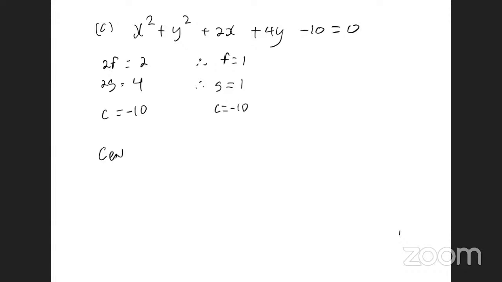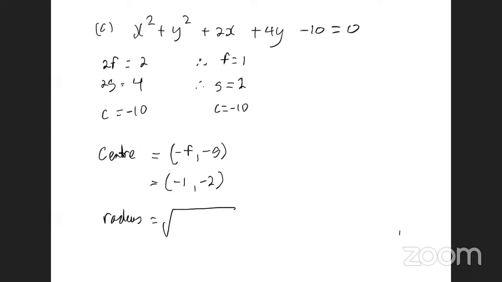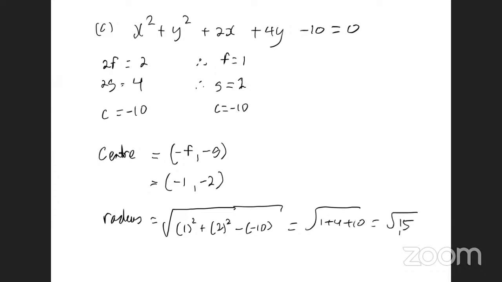So therefore, the center is minus F, minus G. So that's minus 1, minus 2. And then the radius is the square root of F squared plus G squared minus C. So that's 1 squared plus 2 squared plus 10. So that's the square root of 1 plus 4 plus 10, which is the square root of 15.